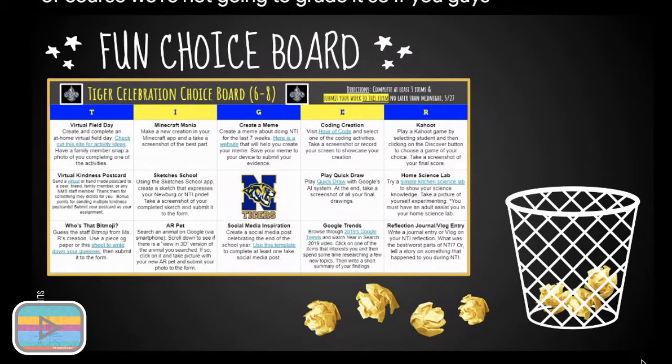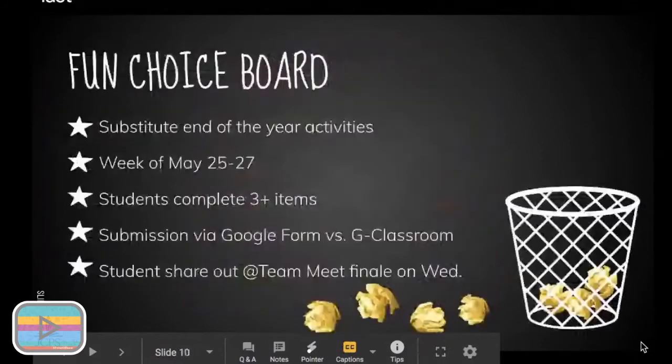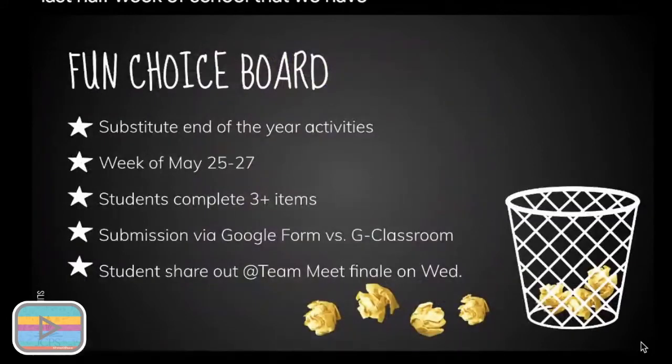If you go to slide 10, we want to try to substitute those end of the school year activities. It's the last half week of school that we have. And we want to encourage students to complete at least 3 items just so they can have some fun at the end of the year. Instead of turning it in as an assignment in Google Classroom, we are going to have them submit evidence of their work, like screenshots or pictures of their work, through a Google form, so we can capture all that fun that the kids are doing at the end of the school year.